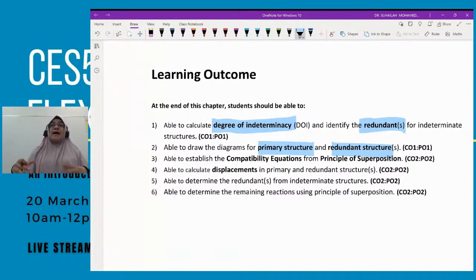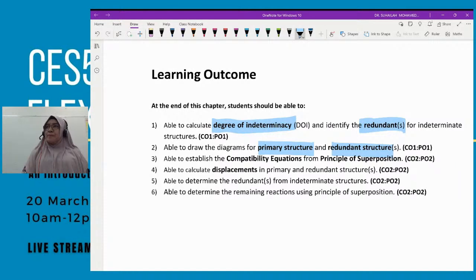When we analyze a beam, we have a primary beam and a redundant beam. When we analyze a frame, we have a primary frame and a redundant frame. When we analyze a truss, we have a primary truss and a redundant truss. All are structures, right? So this is keyword number 2, the group of primary structure and redundant structure.